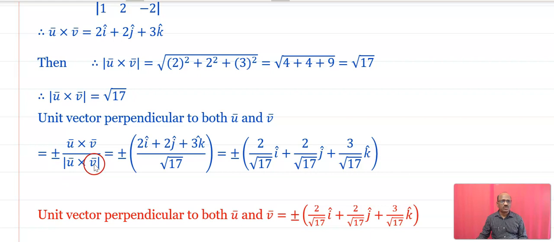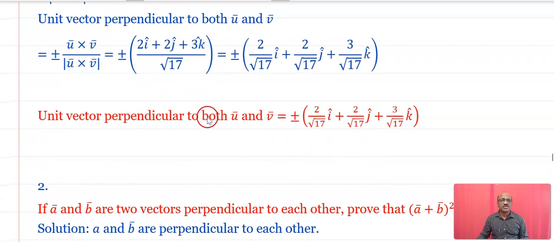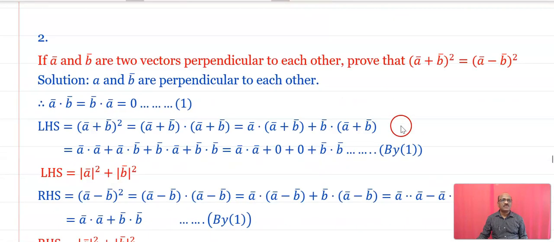That is mod of u bar cross v bar, that is equals to plus or minus 2i cap plus 2j cap plus 3k cap upon root of 17, and that's equals to plus or minus 2 upon root of 17 i cap plus 2 upon root of 17 j cap plus 3 upon root of 17 k cap, and hence the unit vector perpendicular to both u bar and v bar, that's equals to plus or minus 2 upon root of 17 i cap plus 2 upon root of 17 j cap plus 3 upon root of 17 k cap. Now the second example.